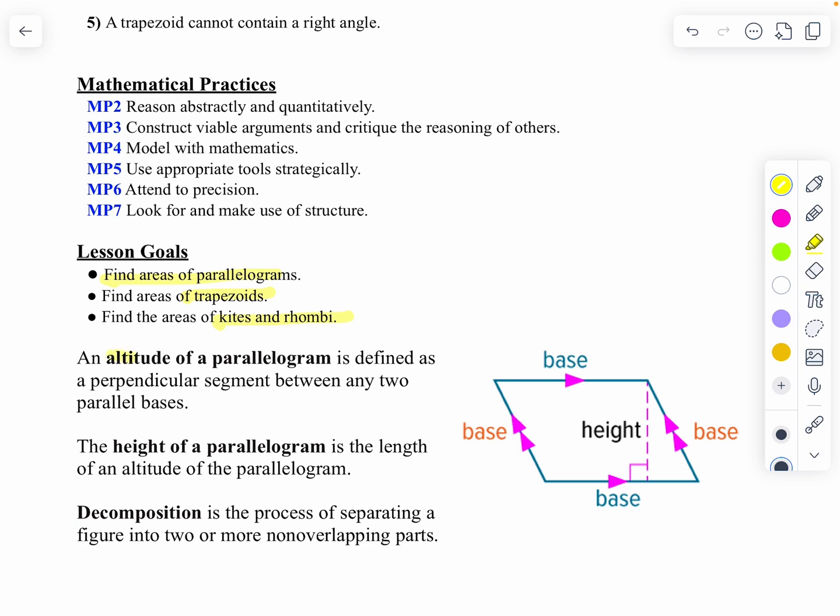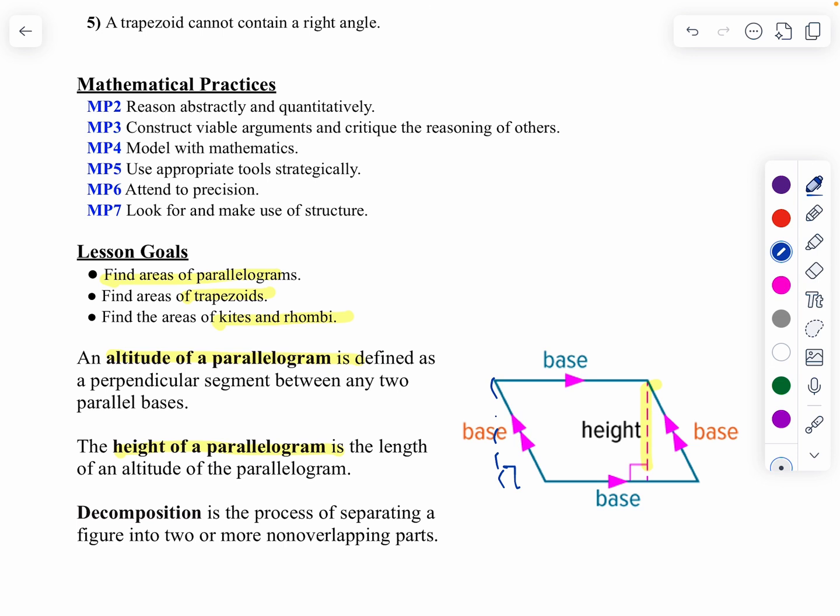Remember, the altitude is the height. Altitude and height mean the same thing. They have to be at a 90-degree angle. In a parallelogram, it doesn't even have to be inside. If I draw my height right here, as long as it's perpendicular to the base, from the opposite base, that's also going to be your height.